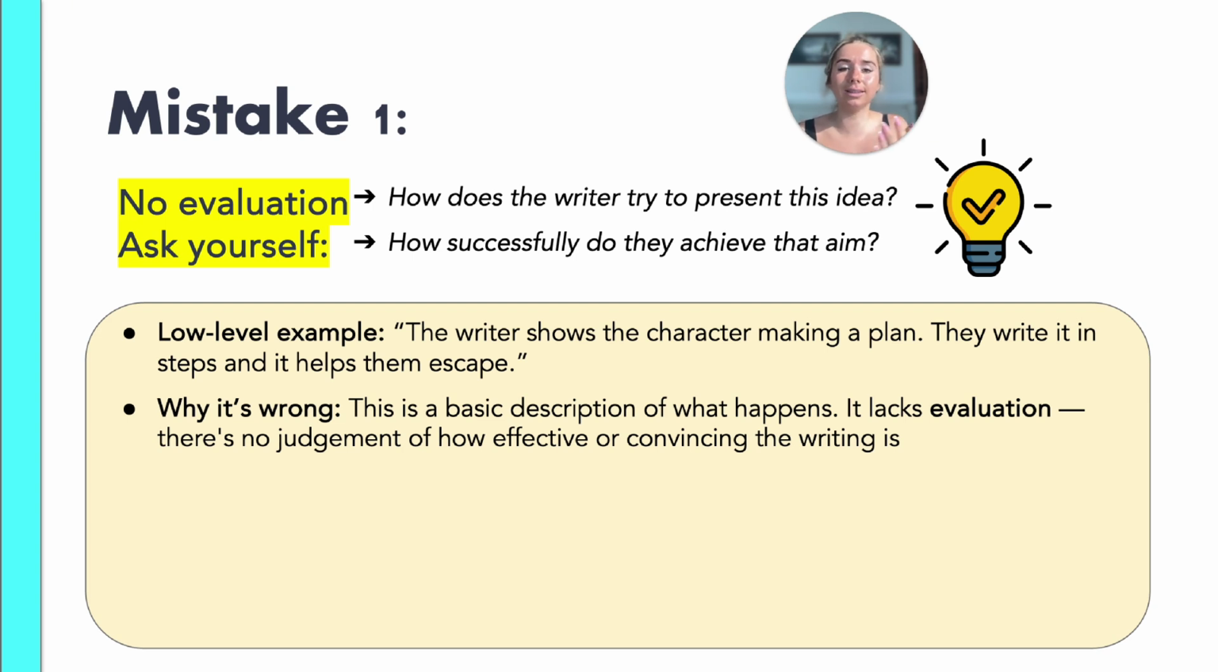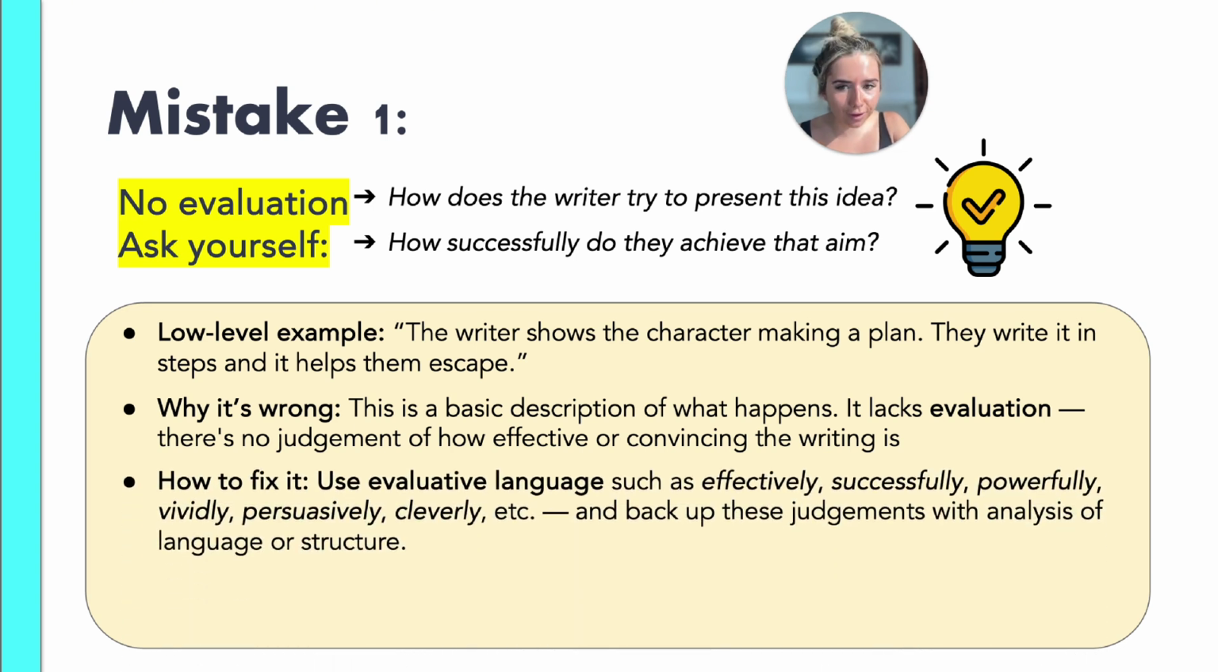They don't tell us, out of 10, where the writer's sitting on a plan. How to fix it: we're going to use evaluative language like effectively, successfully, powerfully, vividly, persuasively, cleverly, all of those, and back these up, judgments with analysis of language and structure. So that's what we do. We're going to see out of 10, where do we think they sit in this?